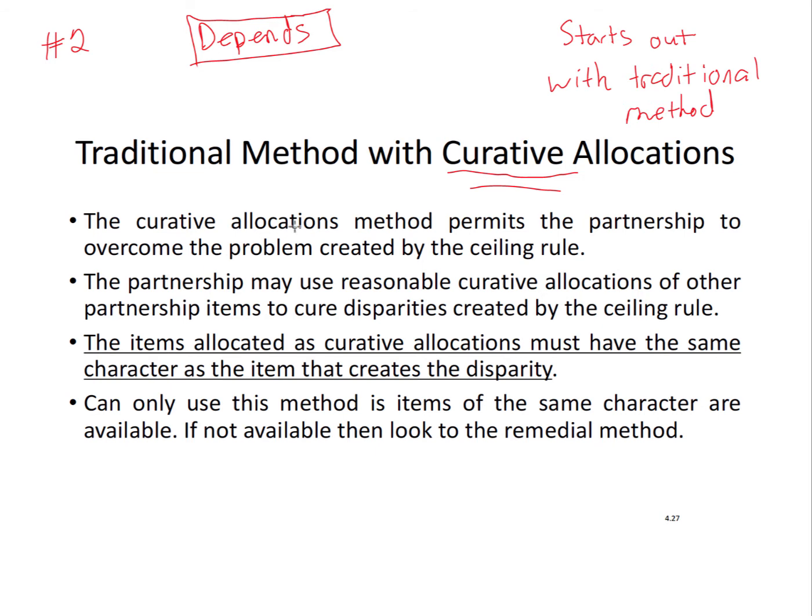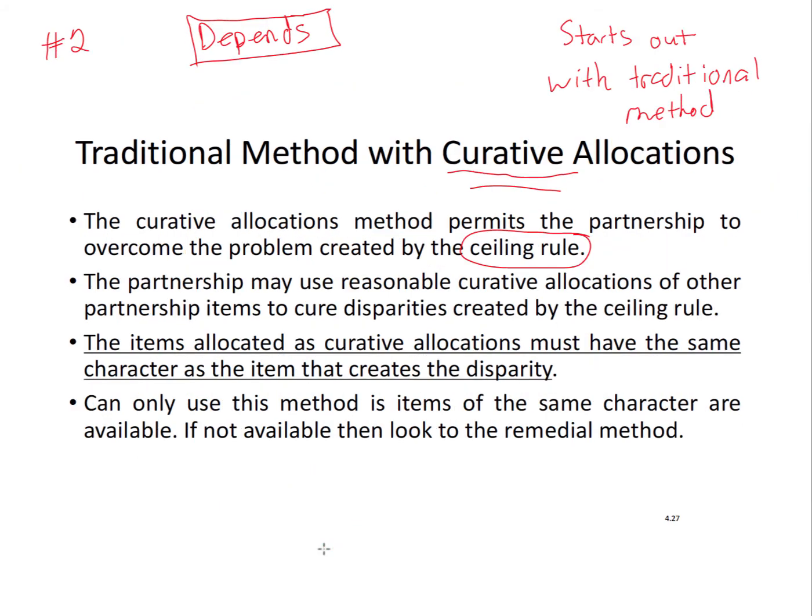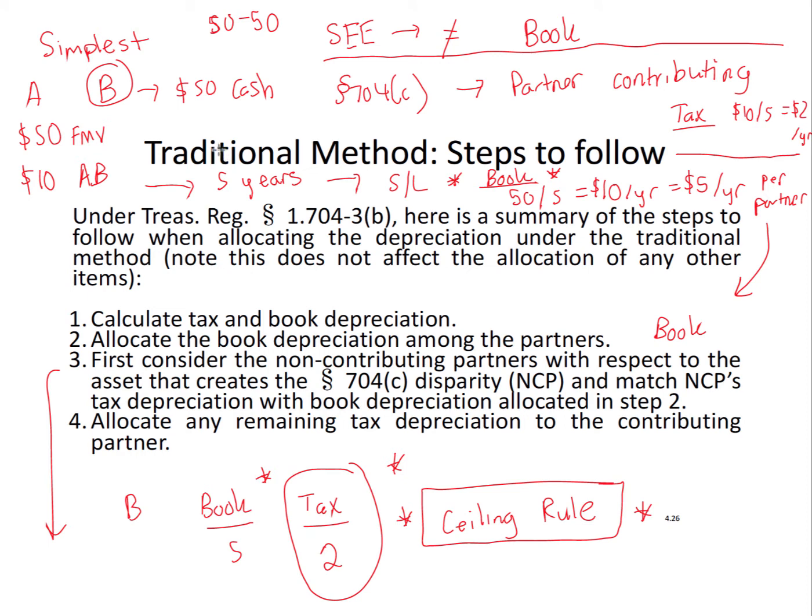So the curative allocations method permits the partnership to overcome the problem created by the ceiling rule. We saw the ceiling rule in the previous example, and we're going to continue with this example. Okay? So B was not allocated 3, right? B should have been allocated 3, but what about that 3? It's going to mess up B's numbers, and it will. Basically, it creates a distortion later on where A, the contributing partner, actually gets the benefit of that loss later, with respect to when the asset is actually sold, just so you know.